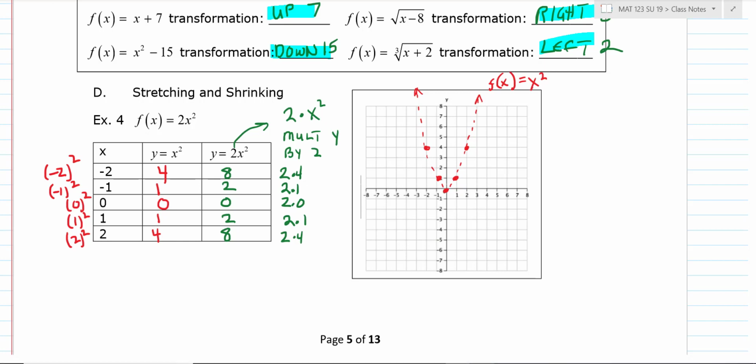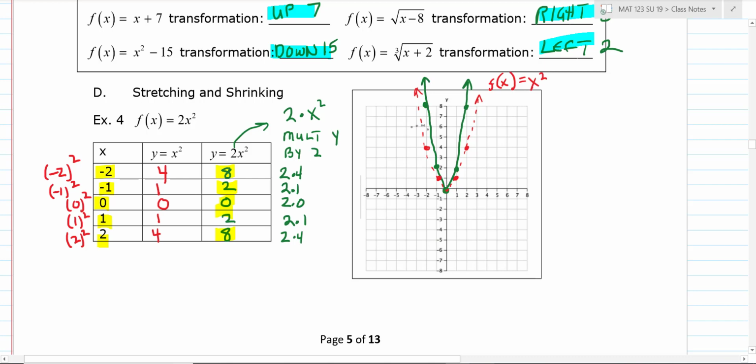Now again, you want to go ahead and plot these points. Okay, like this. So we have the point negative 2, 8, which would be way up here. We have the point negative 1, 2. Still have 0, 0. We have 1, 2. And then finally we have 2, 8. So if you go through and do that, and connect that, well, something's happened. It hasn't moved up, it has stretched this.